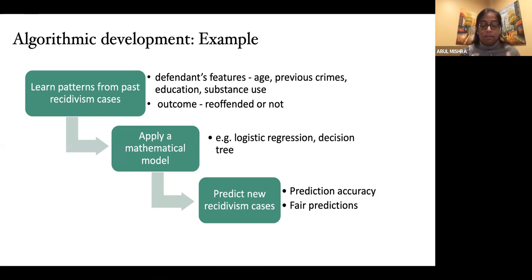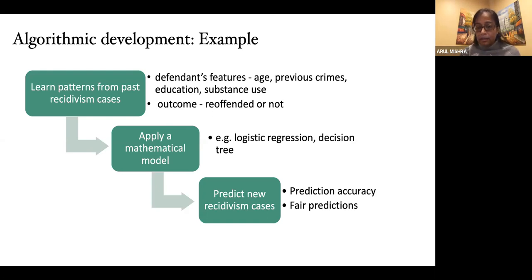Sometimes it goes from anywhere from 100 to 150 different input features. The outcome in this case, the prediction that we would be looking at, would be the risk score, the likelihood of a defendant reoffending or not. So once the algorithm has been trained on the training data, we apply a mathematical model. Again, it can be simpler models like logistic regression, a decision tree, or maybe more black box models, which I'll come to, like a deep neural net. But it'll all be providing some sort of a prediction, predicting the risk score.